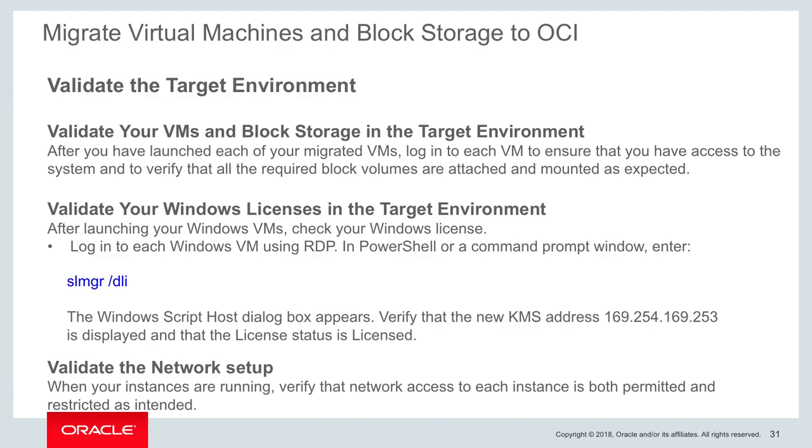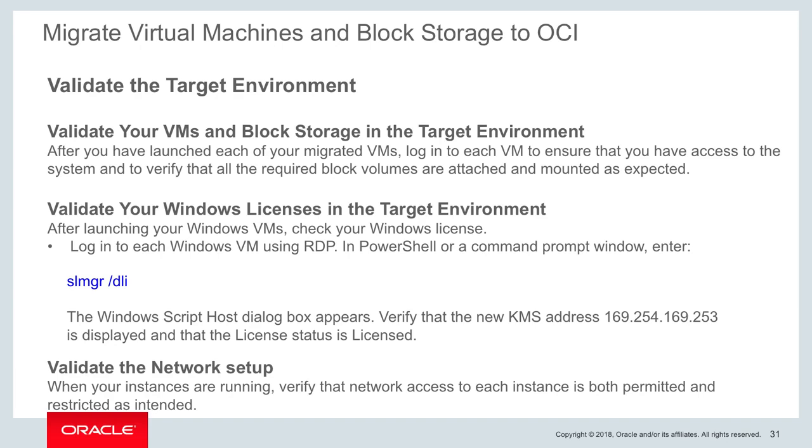Once the migration process has completed and the instances have come up along with the block volumes attached, you need to validate your VMs and block storage in the target environment. Validate your Windows licenses in the target environment by logging into the Windows VM using RDP and then executing the command slmgr /dli in PowerShell or a command prompt window.